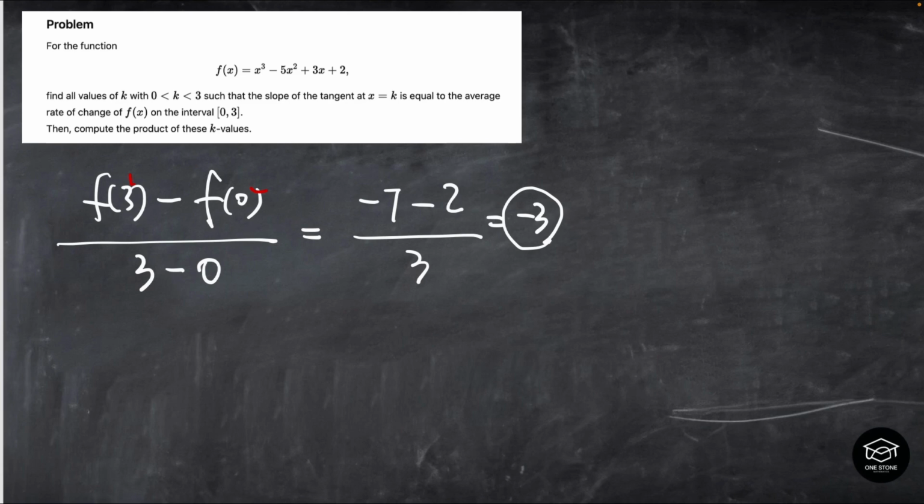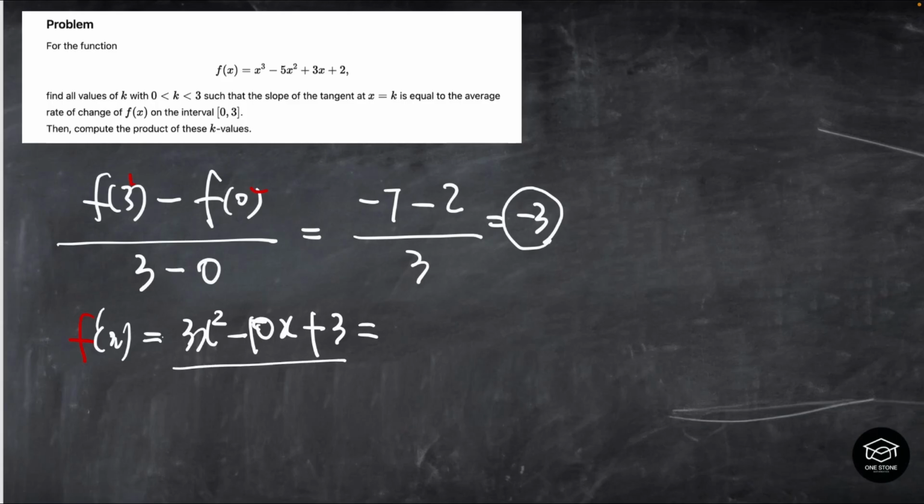Now let's find the derivative of f of x. The derivative of x cubed is 3x squared. The derivative of negative 5x squared is negative 10x. The derivative of 3x is 3, and the derivative of 2 is 0. So the derivative is 3x squared minus 10x plus 3.